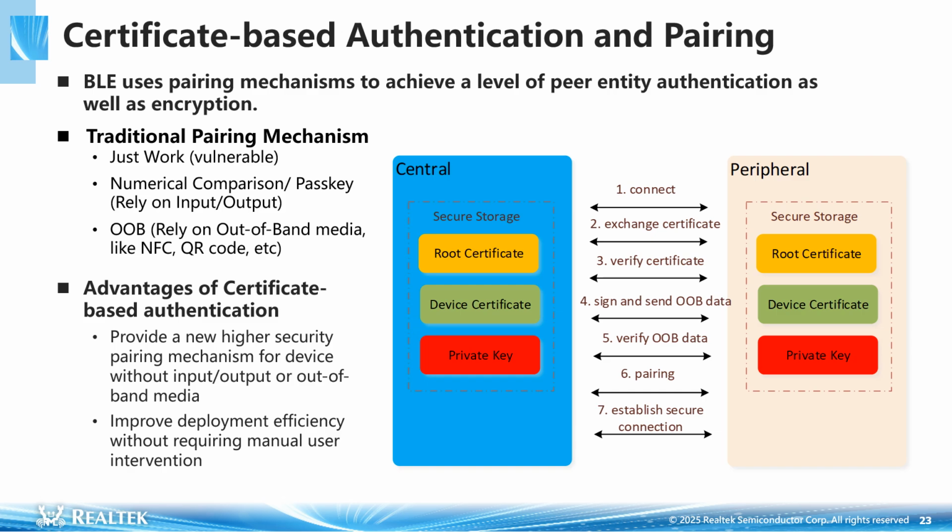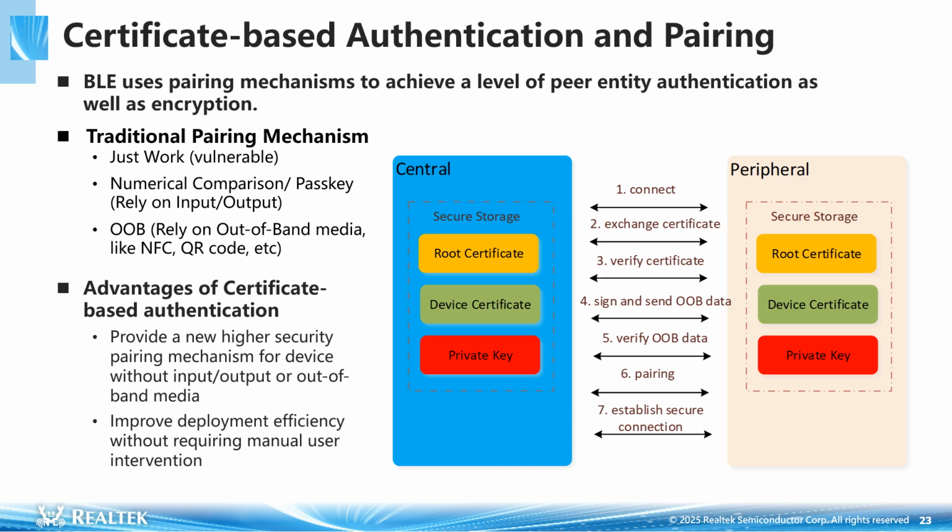Numerical comparison or passkey entry. This method improves security by requiring user input or comparison of numbers. However, it relies on the device's input-output capabilities. Out-of-band (OOB) pairing utilizes external channels such as NFC or QR codes to exchange pairing information, enhancing security but requiring additional hardware or user actions. For devices lacking input-output or out-of-band capabilities, achieving secure pairing can be challenging. Additionally, users often need to participate in the pairing process, which is inconvenient and prone to errors.